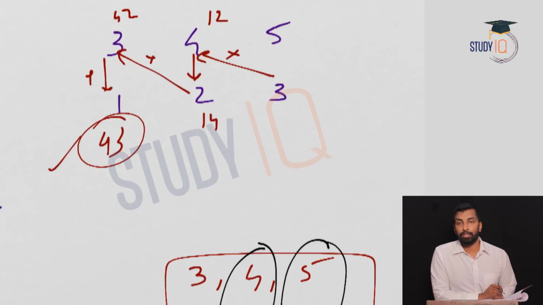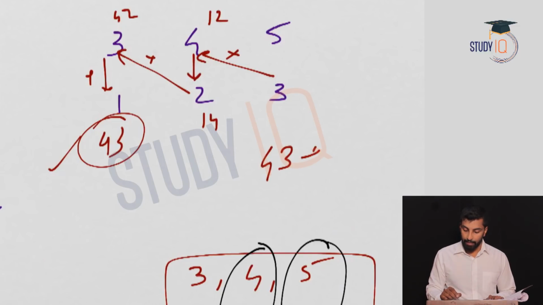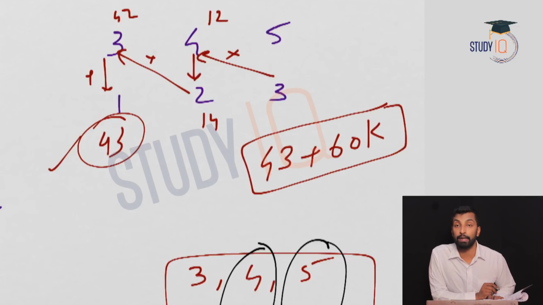What is the next question they can ask you? What is the second number? The second number is nothing but 43 plus LCM, that is 60. What is the third number? Again LCM. So you understood that this is going to make an AP with a common difference of 60. Now any question which can be asked in an AP can be asked here also.